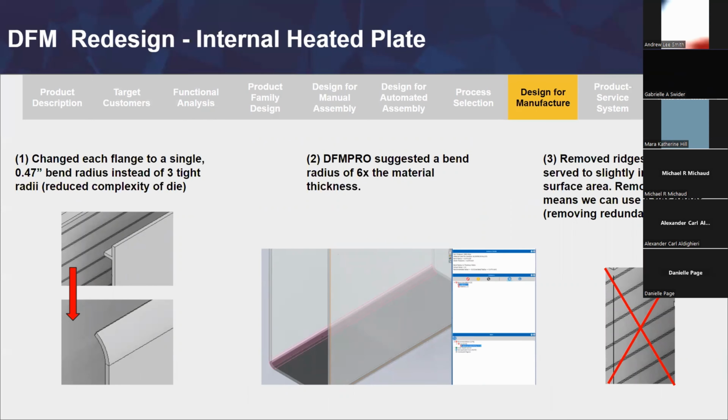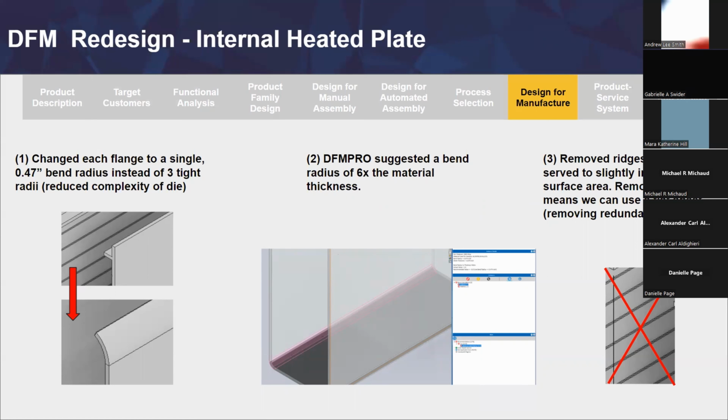Here are the 3 things we changed with DfM. The first thing, we changed this flange part at the top that would need a V die and a tight angle into a wider angle. The second thing we did was what DfM Pro suggested. Basically, we changed all of the bends to 12 millimeters instead of 2, which is 6 times the material thickness.